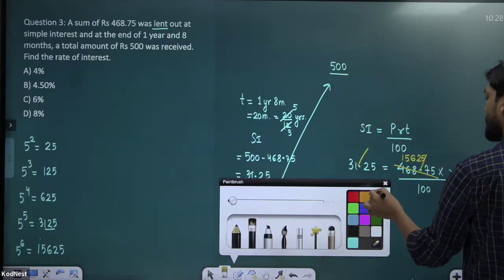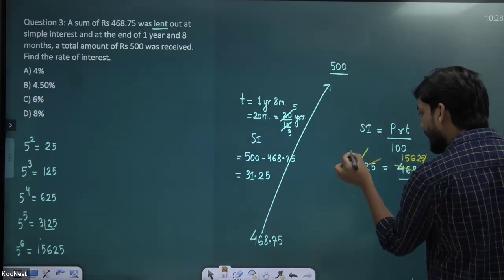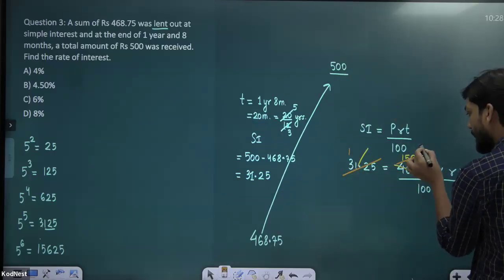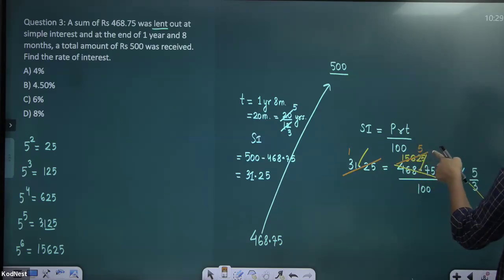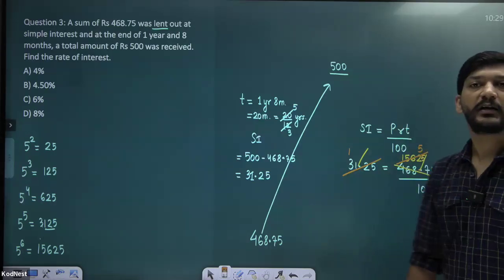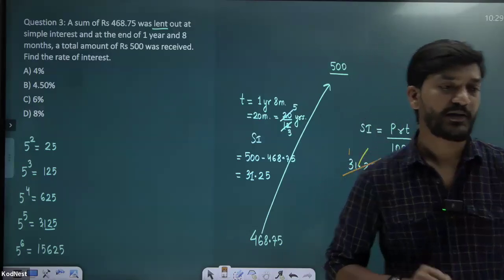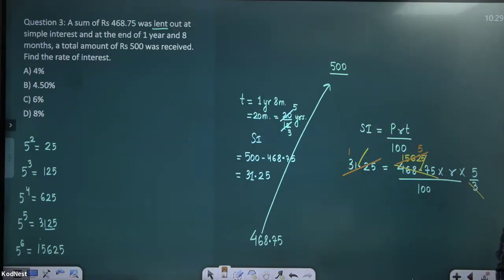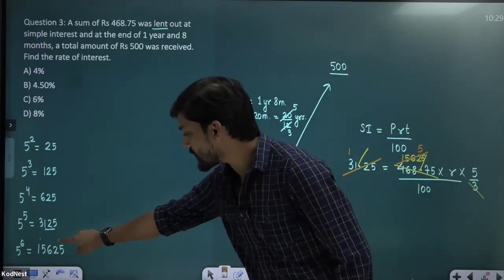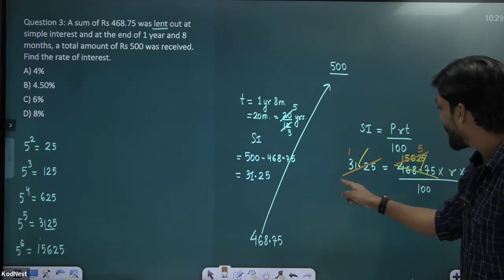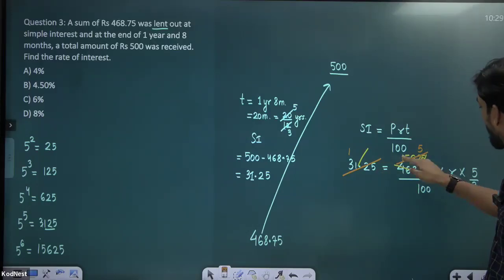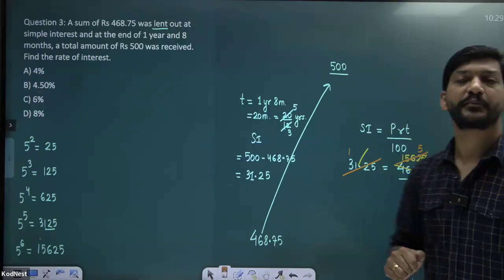So are you able to understand this? 3125 into 1 and 3125 into 5 will give you 15625. Will you be able to understand this? Please carefully answer. Because if you multiply by 5, you will get this number. So 3125 into 1, 3125 into 5 will cancel out this, so 5 I will get.